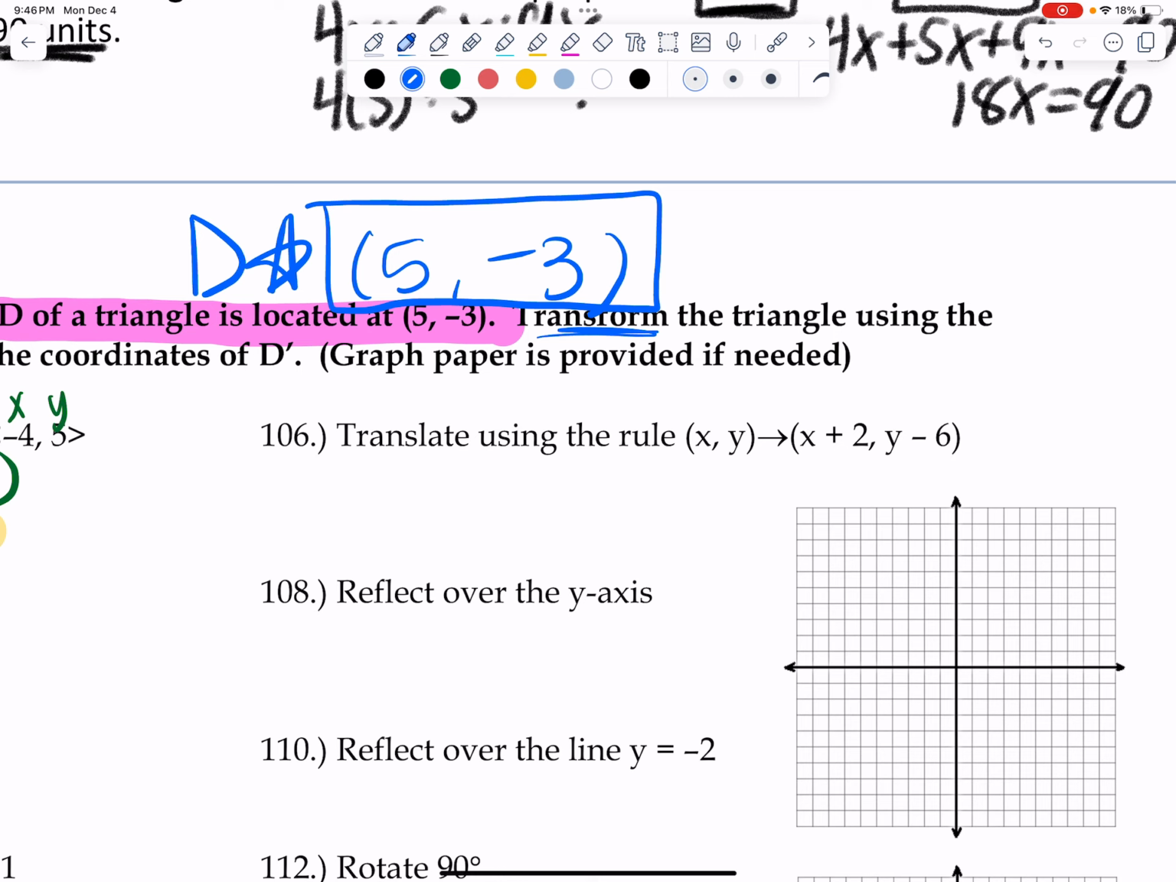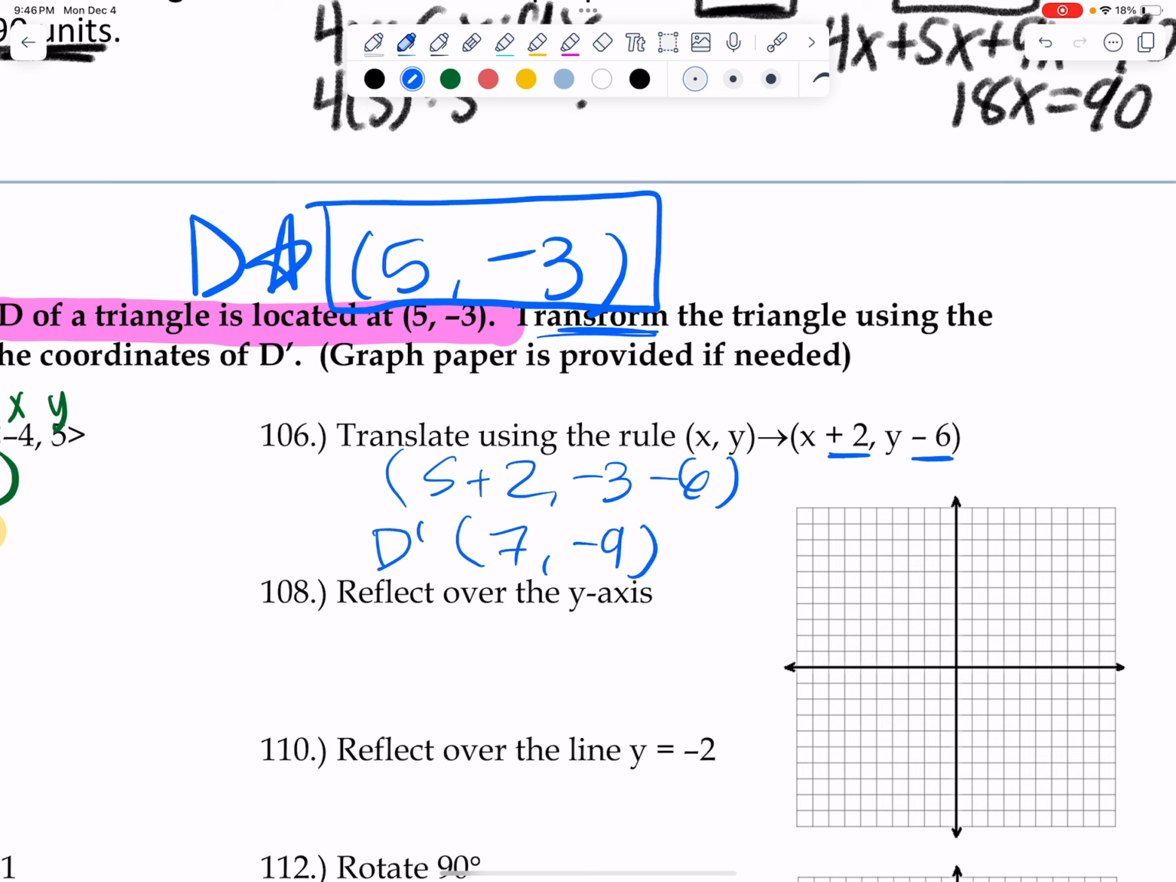So take the original D and go ahead and add 2 to the x value and subtract 6 from the y value. So that would be 5 plus 2, and then that would be -3 minus 6. What would be the new coordinates of D prime if that was the case? That would be the point (7, -9). So (7, -9) would be D prime if that was the rule I was doing to it.